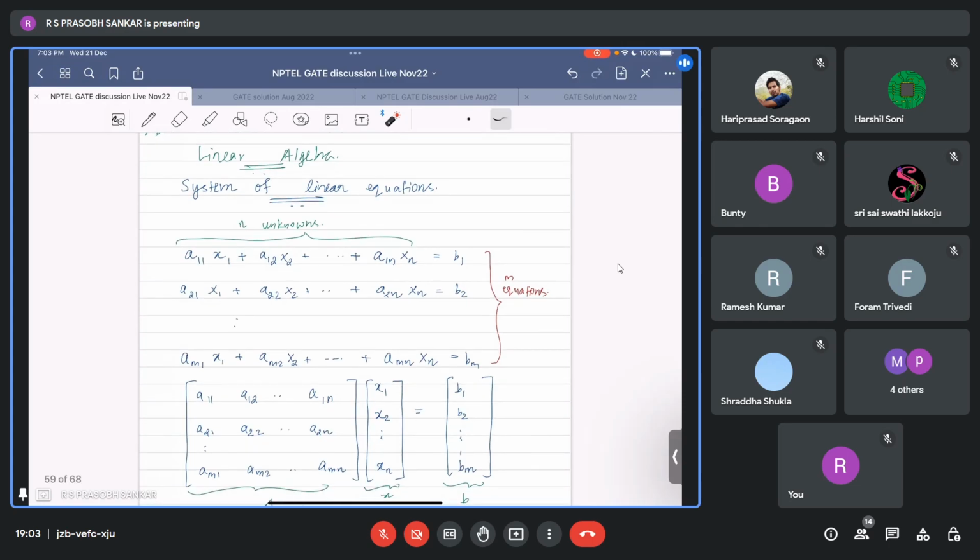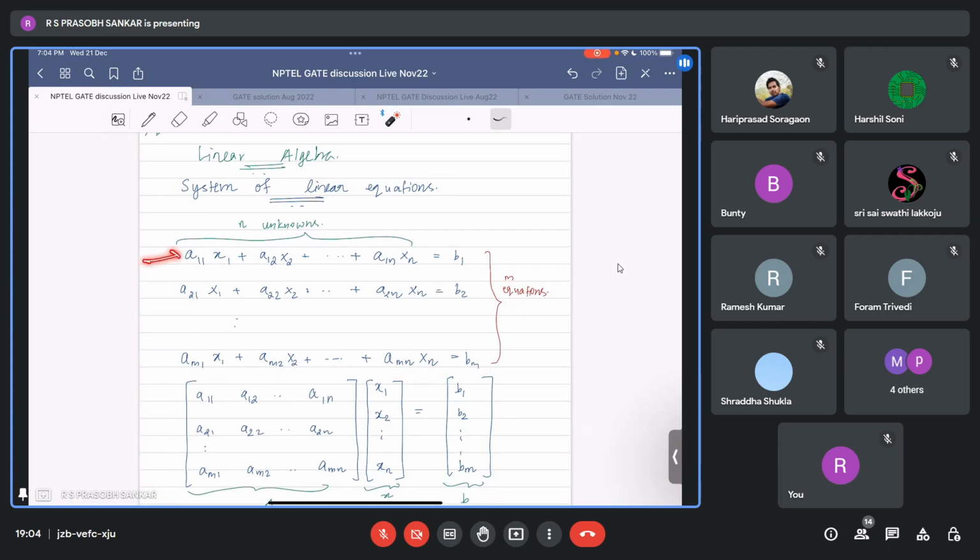A system of linear equations is like this. We have equations of the form a11x1 plus a12x2 plus etc. plus a1n xn equal to b1. This entire thing is one equation. Then we have a21x1 plus a22x2 plus etc. plus a2n xn equal to b2. This is the second equation. Like that, we have m equations. We have am1x1 plus am2x2 plus etc. plus amn xn equal to bm.